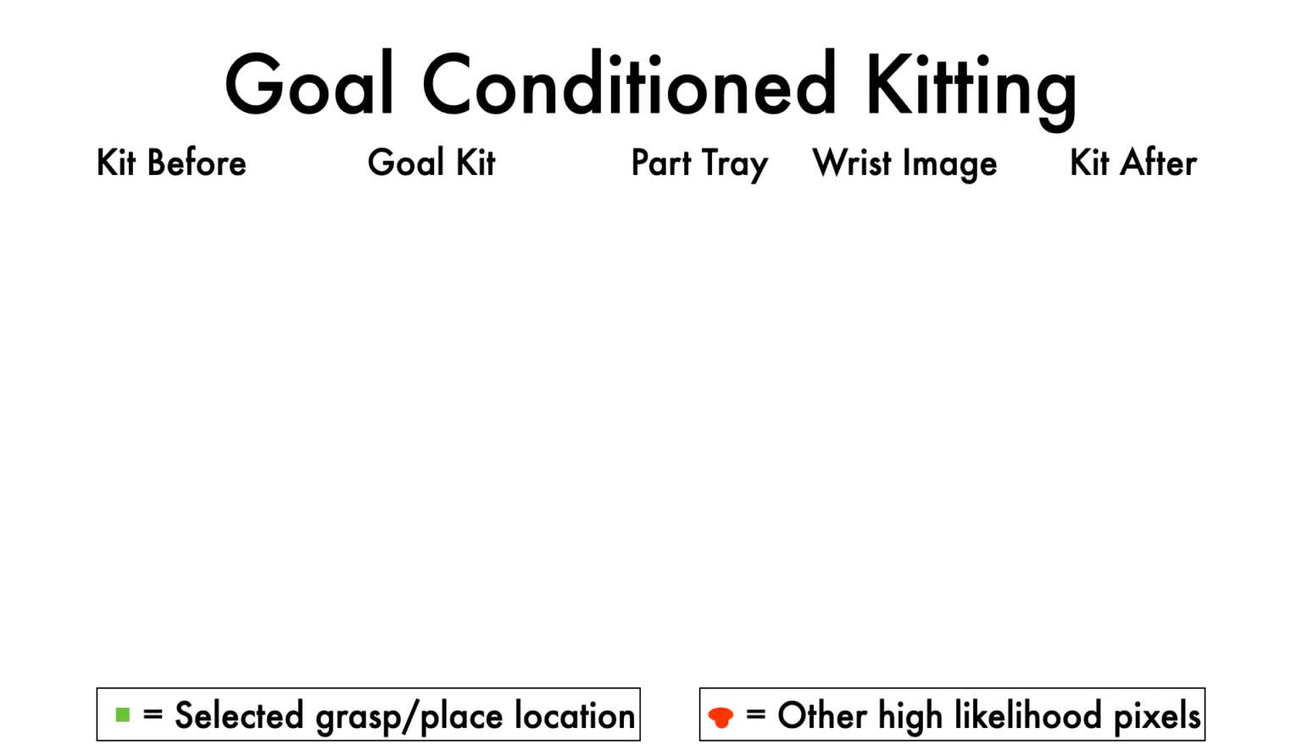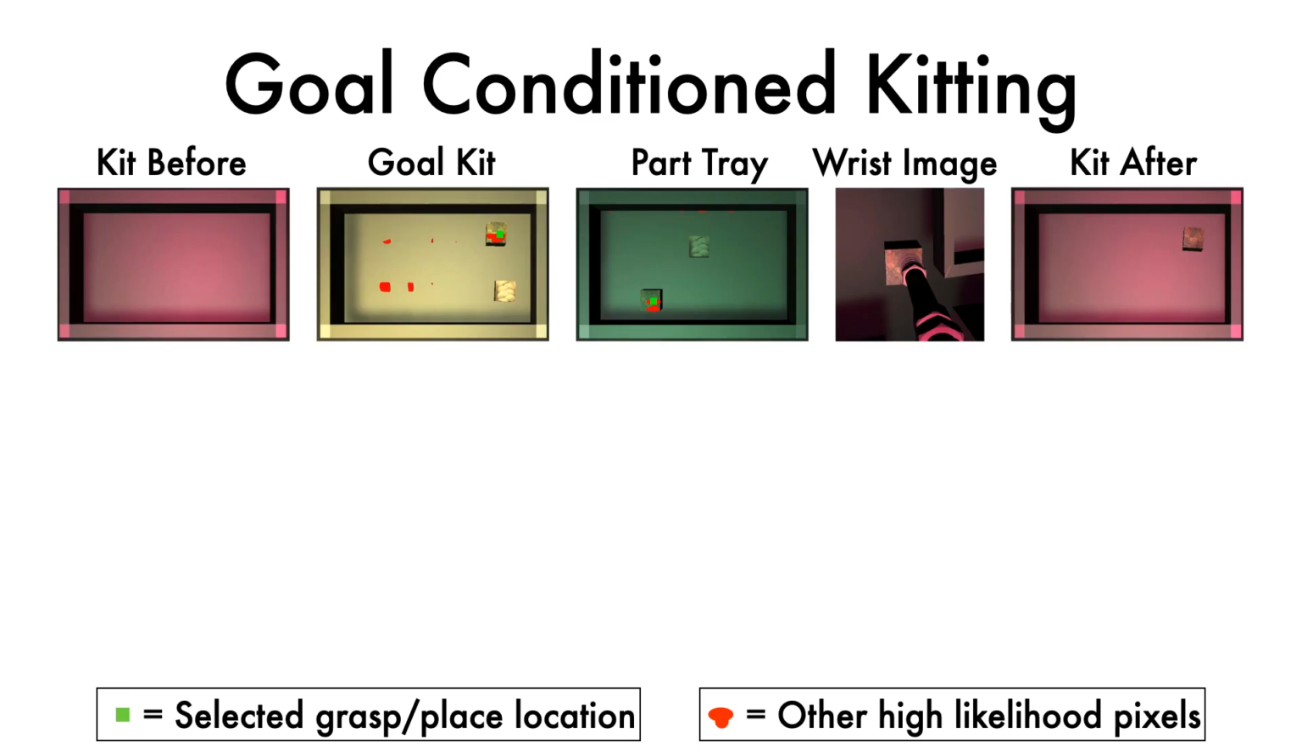Now we perform goal-conditioned kitting. The green square in the part tray shows where our method chose to pick, and the green square in the goal kit shows where it decided to place. So here this film strip shows the kit before, the goal kit, the part tray, the wrist image after grasping, and the kit after placing. As you can see, the object has been placed into the correct location.